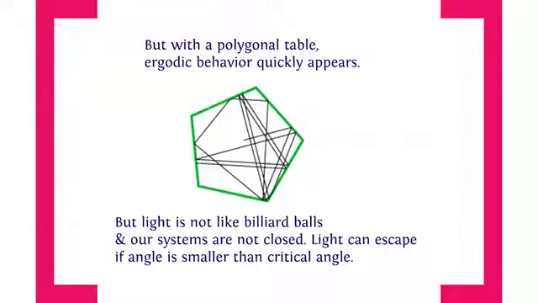But there are other things we should be aware of. Of course, light is not like billiard balls. They have photons, but they don't have mass, for instance, right? And our systems are not closed. And light can escape if the angle is smaller than the critical angle, right? So we never talked about this, and we will.